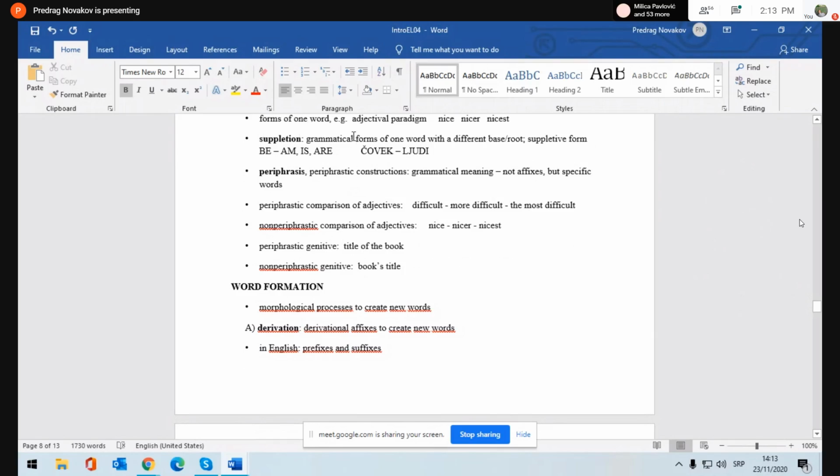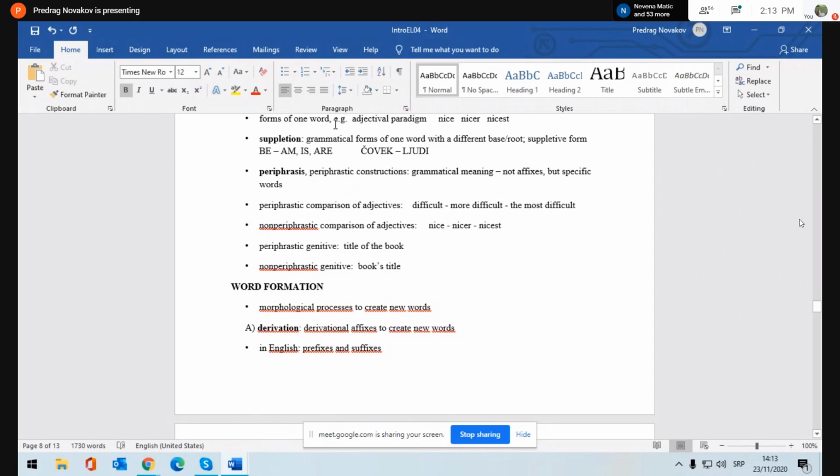Simply, grammatical forms of one word are formed from a different base or root. You do not simply add suffixes to the base, but you have a different root. The verb be is a good example of this. The paradigm for be is am, is, are. Not I be, you be, he bees. We do not use the same root, be. These forms, am, is, are, are called suppletive forms because they are formed from a different base or root.